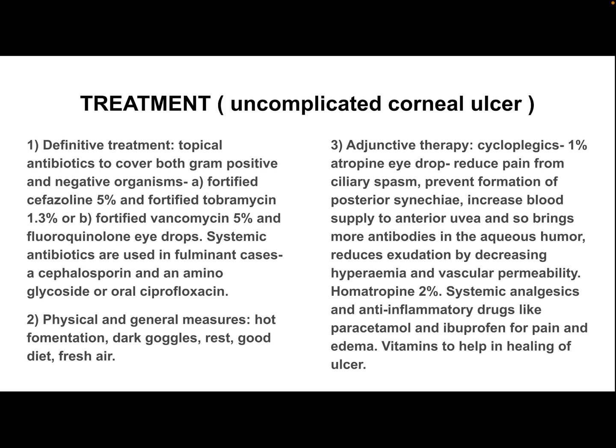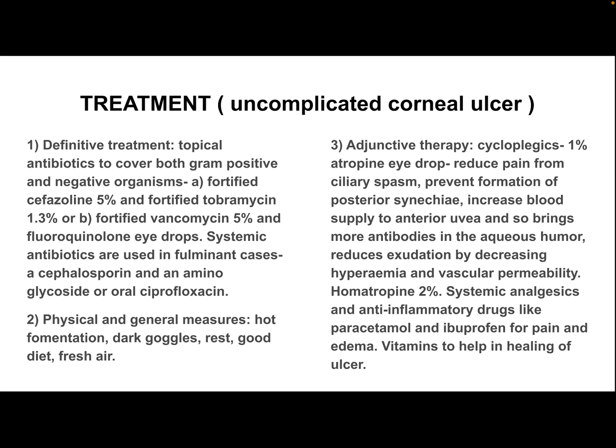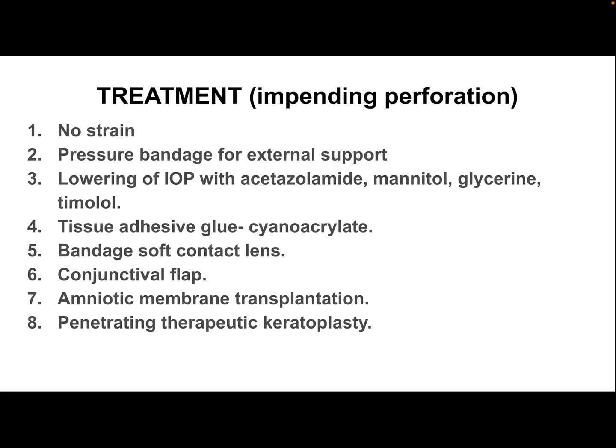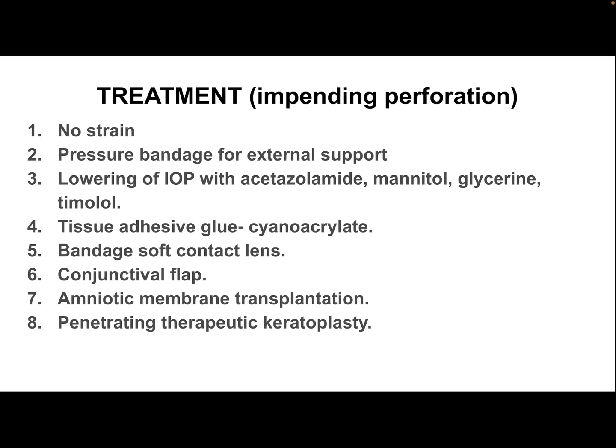Now treatment. The treatment is different for an uncomplicated corneal ulcer and for a corneal ulcer which is going to perforate. Like you can see, a descemetocele is formed, and it's going to perforate like that. So for an uncomplicated corneal ulcer, you should try to prevent this from happening.